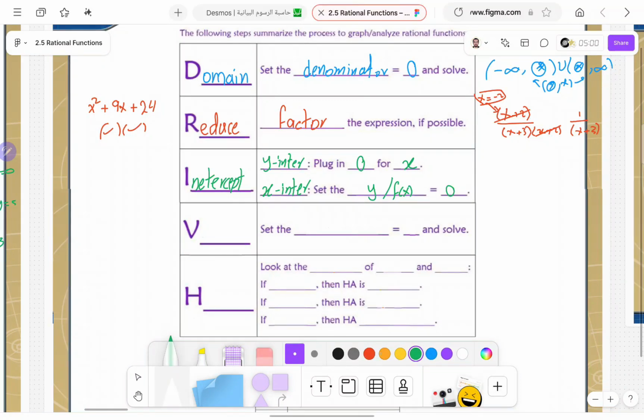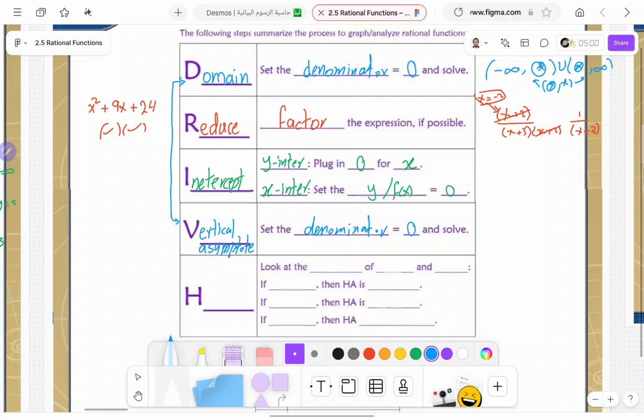The next one is the vertical asymptote. What is the vertical asymptote, and how can I find it? To find the vertical asymptote, I wrote it in blue on purpose, because it is more or less the same as the domain: set the denominator equal to 0, then solve for the vertical asymptote.